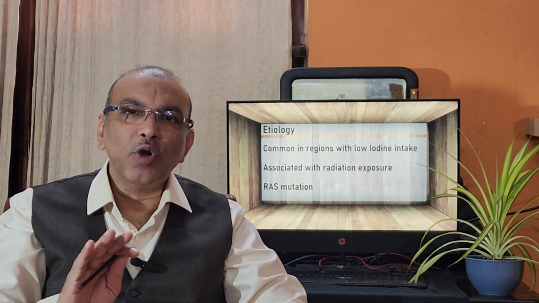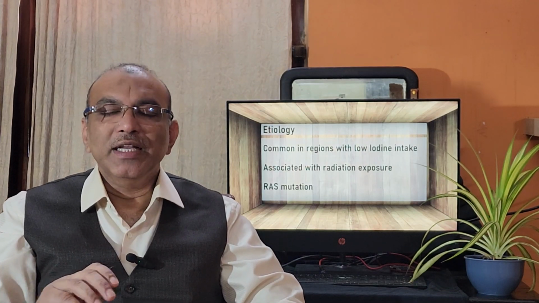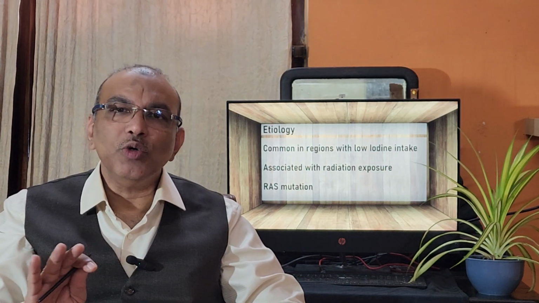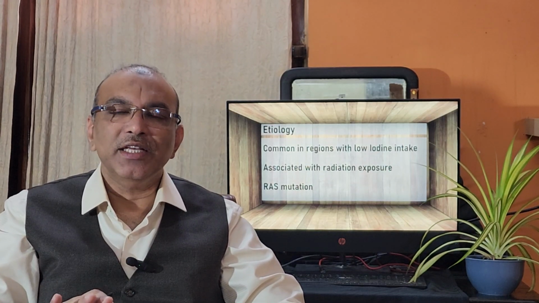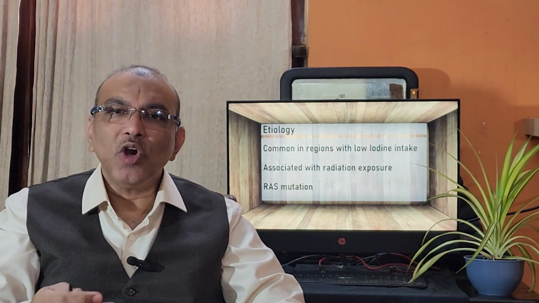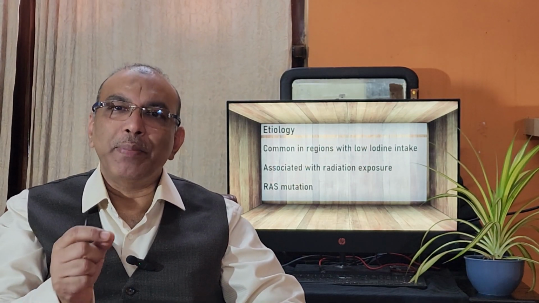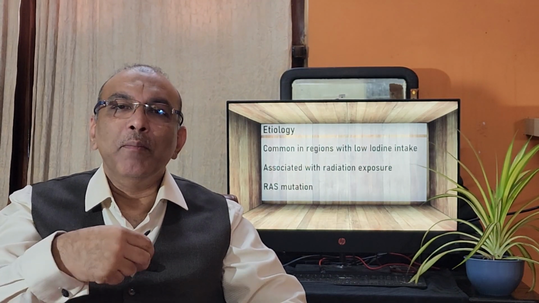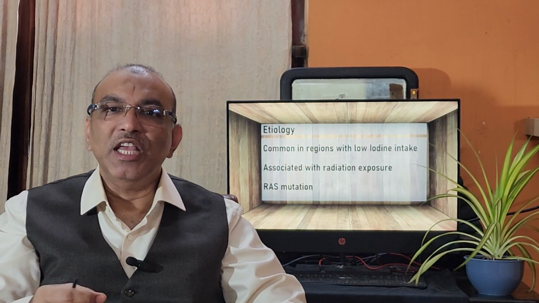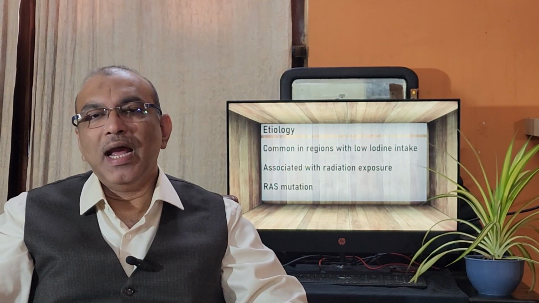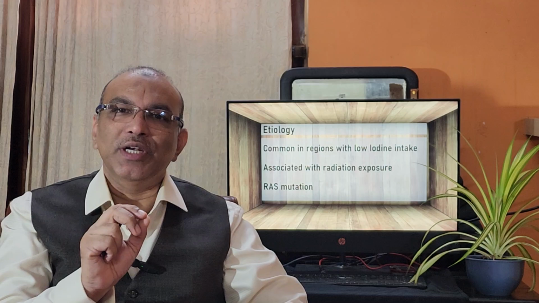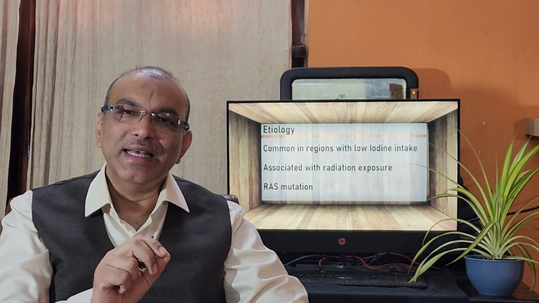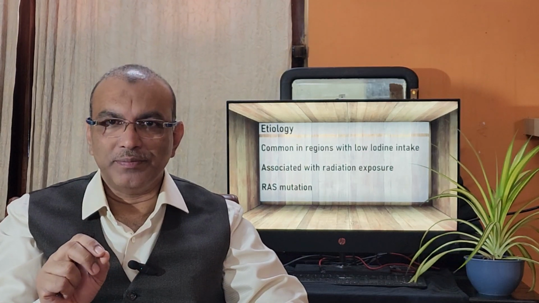Now, what are the common causes for this? It's generally hypothesized that this is common in those areas where the iodine intake is very less. The second common reason is, if the patient has been exposed to any form of radiation, like if he had to take a CT scan multiple times, even that can predispose. And the last being gene mutation, called RAS gene mutation. All these can result in follicular thyroid carcinoma.